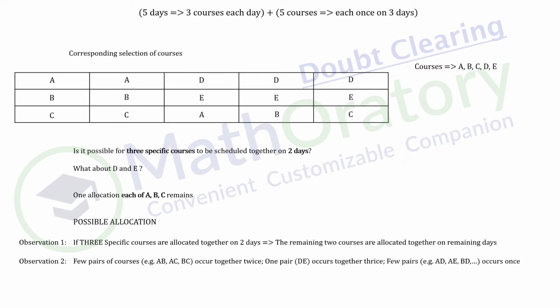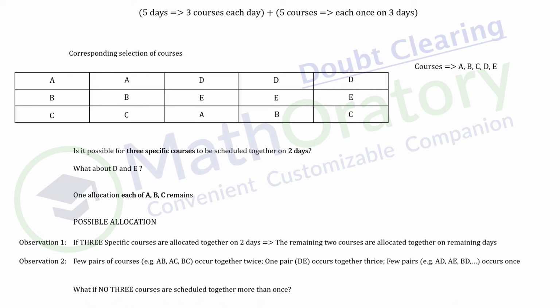Also, if we notice the courses in pairs, for example, the pairs AB, AC, and BC have occurred twice together. So on this day AB, on this day as well AB, AC, AC, BC, BC. I hope you can see that. So I'm noticing this in pairs now. One pair, that is DE, occurs together thrice. And a few pairs, for example, A and D as a pair, A and E as a pair, BD, BE, CD, CE, these pairs have occurred once.